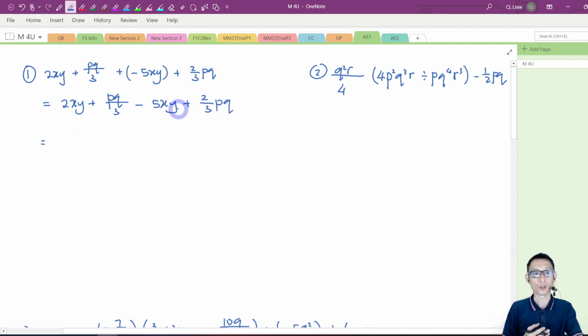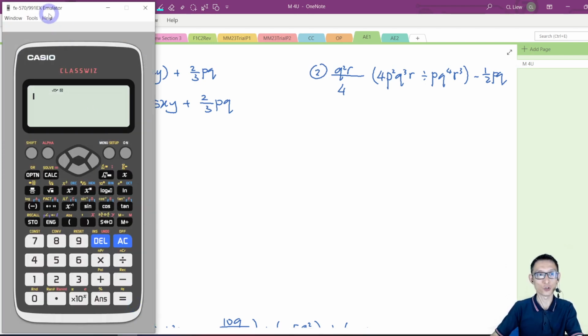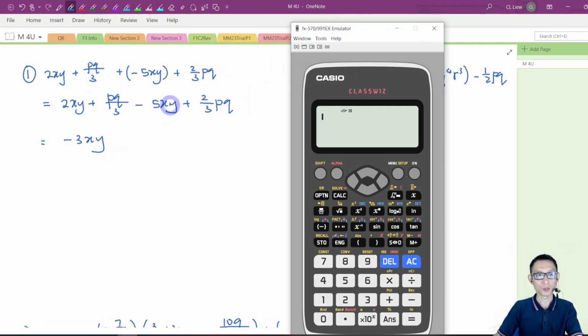What I'm going to do next is look for like terms. So these two are like terms, right? So 2 minus 5 is equal to negative 3. If you are not sure, you can always use your calculator to check. When you want to do the subtraction between these two terms, you don't have to key in the xy. What you need to key in your calculator is the coefficient, 2 minus 5. It's equal to negative 3, and just copy the variable, which is xy.